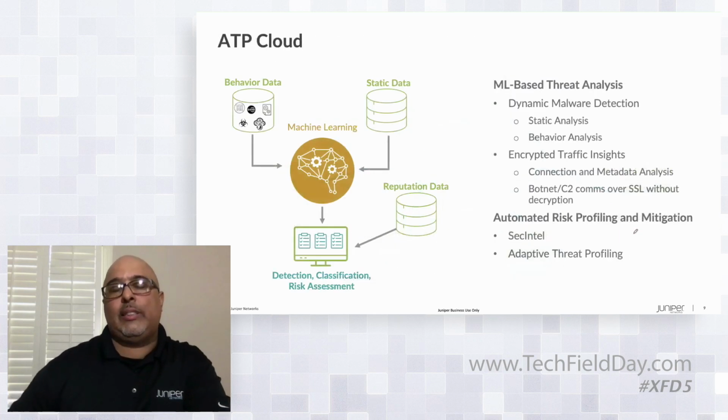In addition to second tail, there are the detection mechanisms that I mentioned earlier. So the ATP Cloud uses machine learning, and I know everyone and their brother is talking about machine learning, but let me describe what I'm talking about here. Machine learning is really a statistical probability. How likely is something to be benign or malicious?